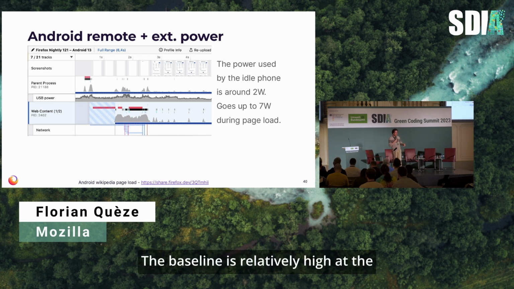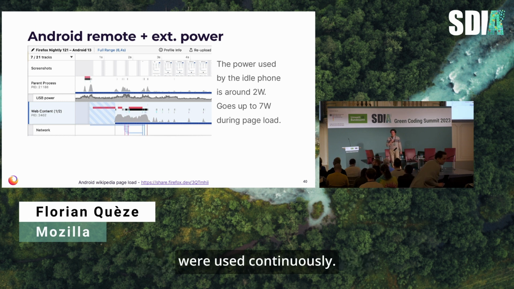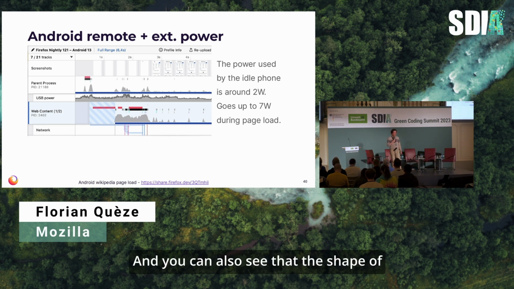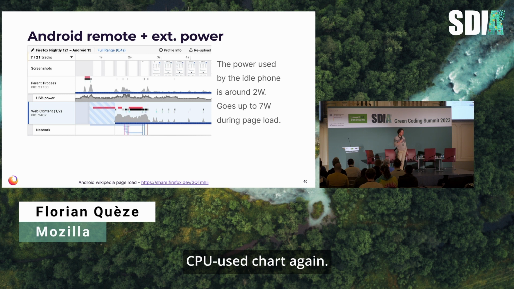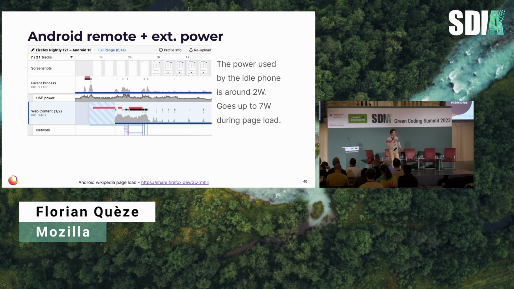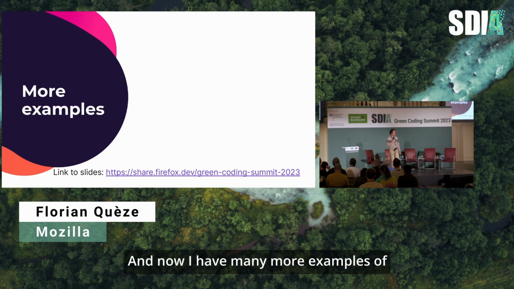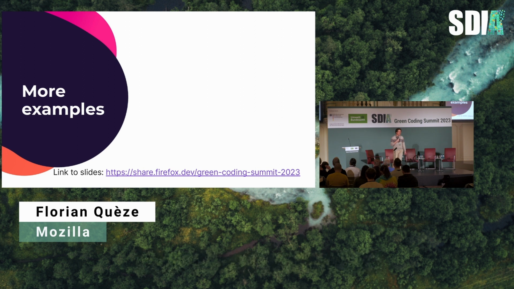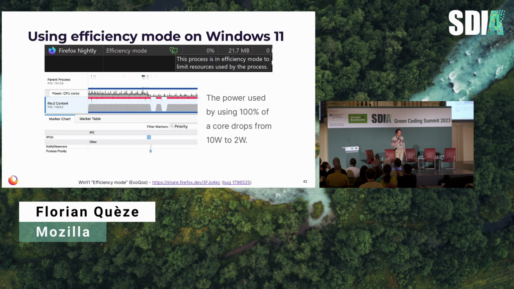The baseline is relatively high at the beginning and at the end, and this is because the screen was turned on, and about 2 watts were used continuously. You can also see that the shape of the chart changes similarly to the CPU use chart. And we have a spike up to 7 watts while reading the Wikipedia page. So we can actually power profile what's happening on Android devices now. And now I have many more examples of things that we are seeing on the web, simplified test cases.